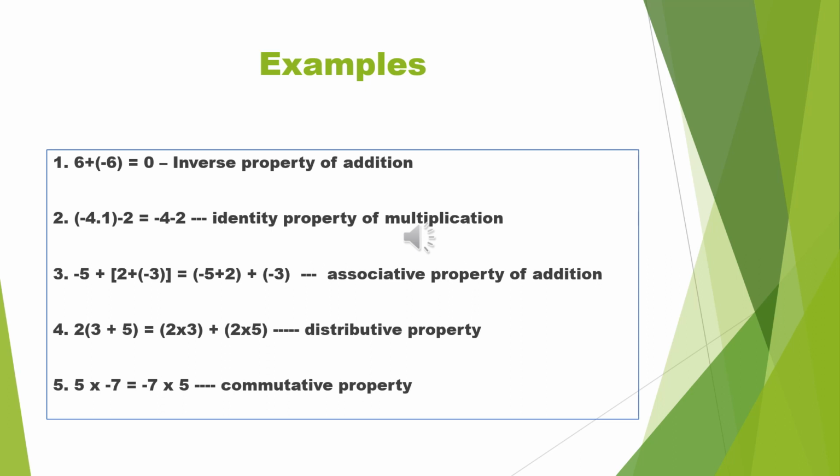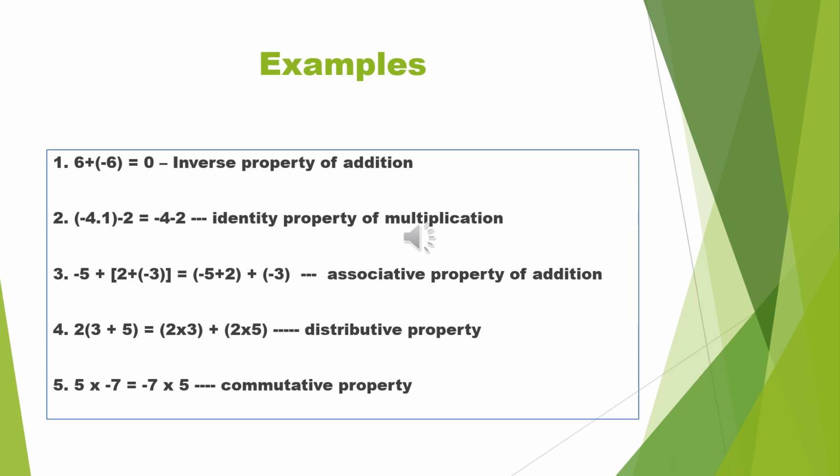Here are some examples for the properties. The first one is 6 plus minus 6 is equal to 0, right? So the sum of the additive inverse is equal to 0, which is the inverse property of addition. And the next one is minus 4 times 1. Whenever you are multiplying with 1, that is the identity property of multiplication, right? So minus 4 times 1 is equal to minus 4. Inside the bracket you have minus 4 times 1, and that is equal to minus 4. So that is the identity property of multiplication.